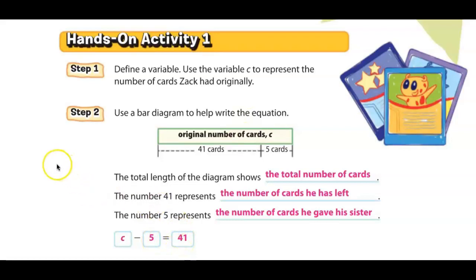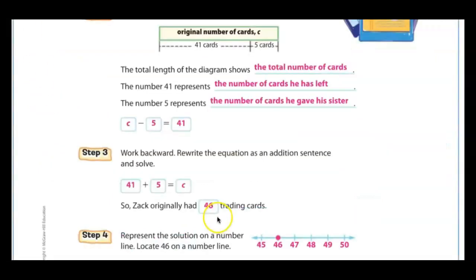So here's the question I want you to answer. How many cards did he start off with? Go ahead and solve that for me. Okay, the answer to that is Zach originally had 46 cards, and the way they chose to do it was to work backwards. They rewrote the equation as an addition sentence. So up here, we had C minus 5 equals 41, but the same picture shows that 41 plus 5 is equal to C. So 41 plus 5 is C.